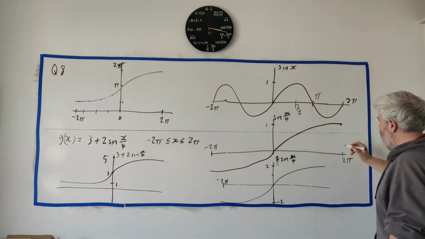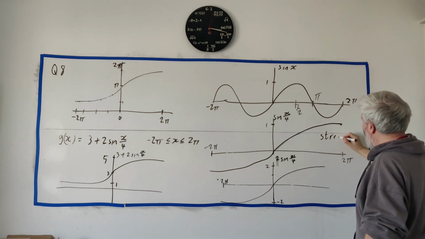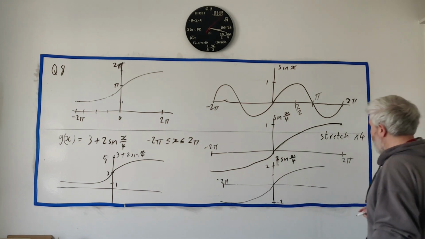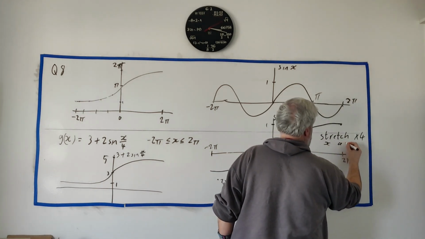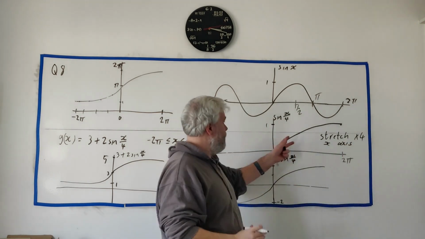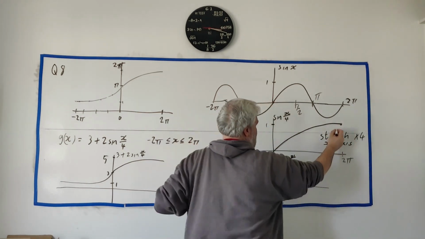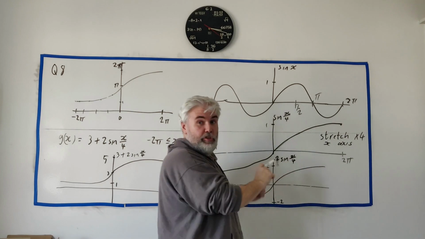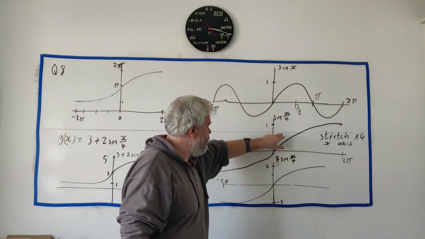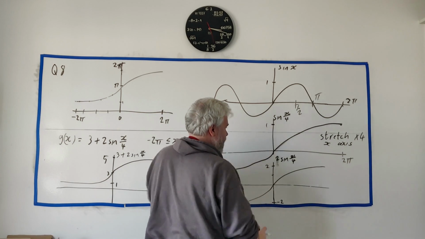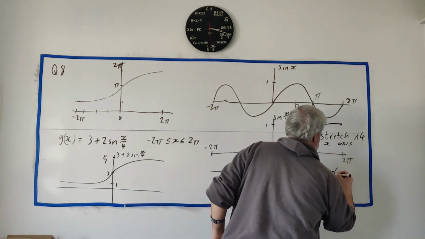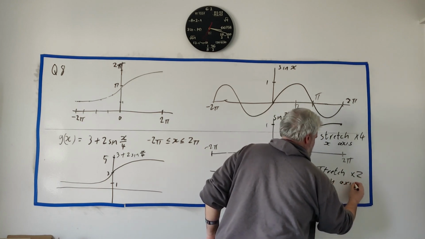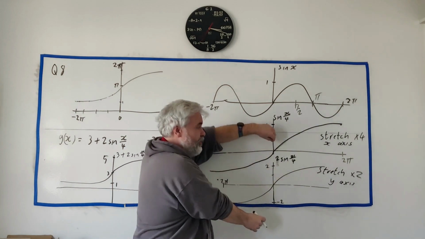What they just want you to do, you don't have to draw these, they just want you to say something like stretch. How do I spell stretch? That's roughly right. Stretch times 4 in the x-axis. Stretch times 4 in the x, because that's what that is doing. If I could finish this on here, it would still look like a sine. It's just being stretched out. The difference between this one and this one, it's just been stretched again. This times 2. Stretch times 2 in the y-axis.